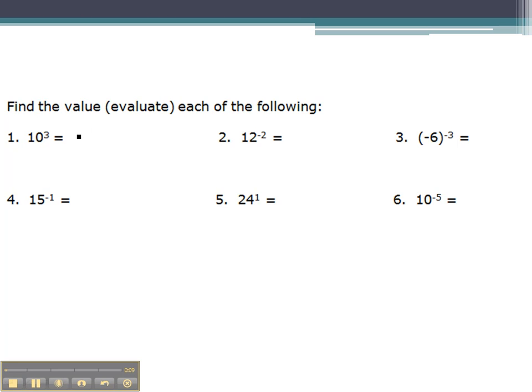10 to the third power is equal to 10 times 10 times 10. 10 times 10 is 100, and 100 times 10 is 1,000.